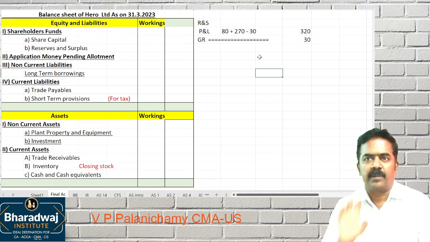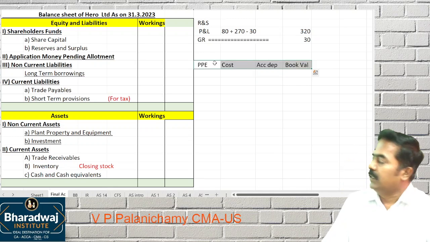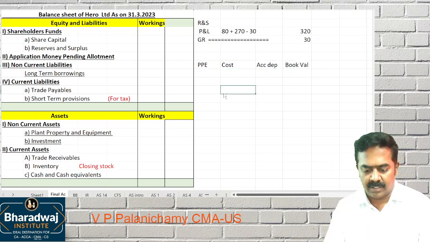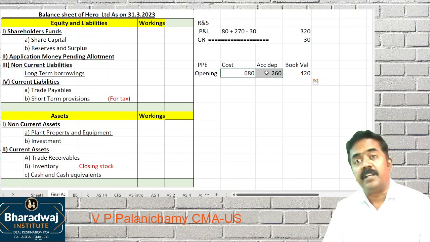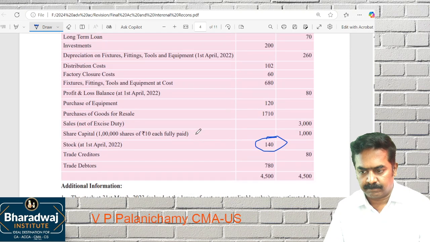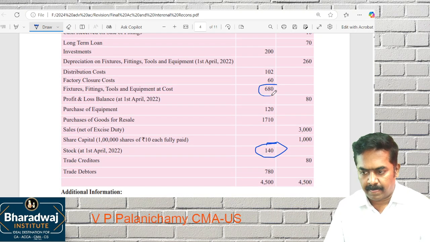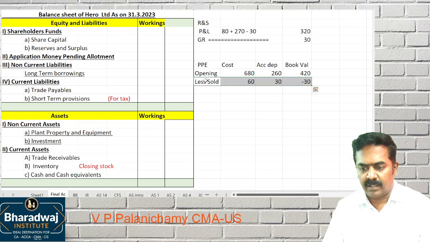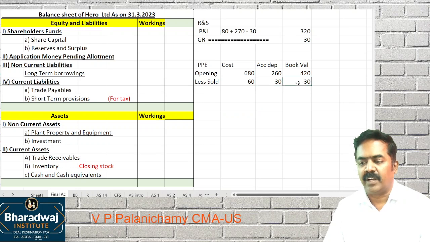Listen. Working for plant, property and equipment. See, cost minus accumulated depreciation will give us which value? Book value. Listen to it. What is the opening balance? 680. What is accumulated depreciation given in the trial balance? 260. 680 minus 260, what is the net book value? 420. Then sold during the year, 60 cost, accumulated depreciation, book value will eliminate.